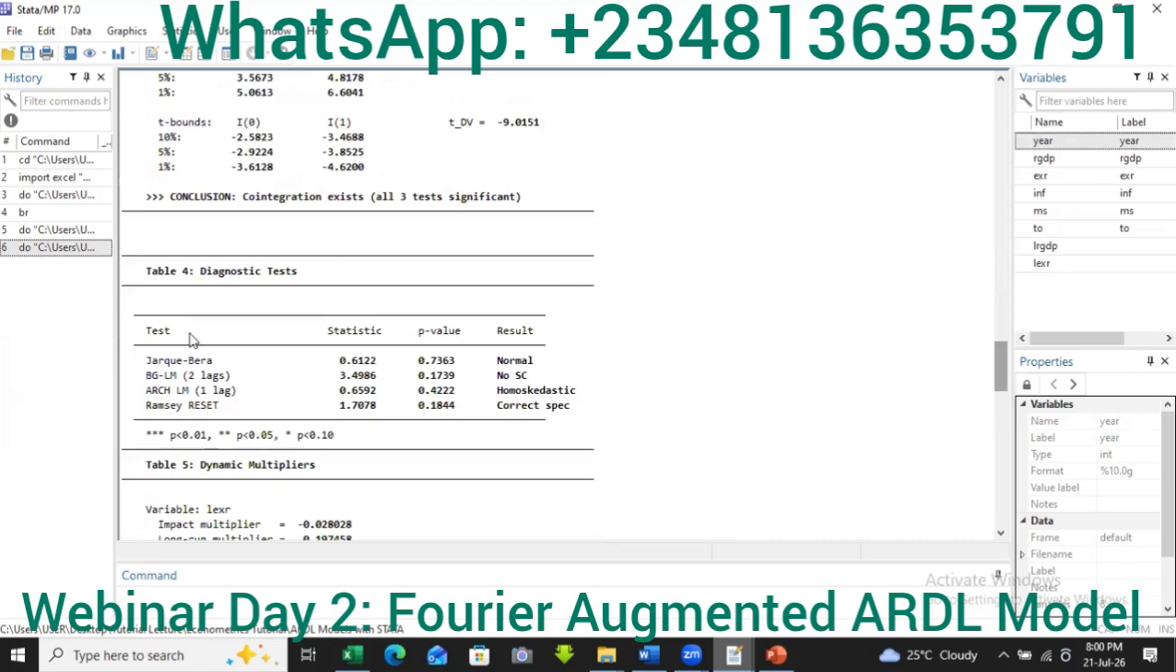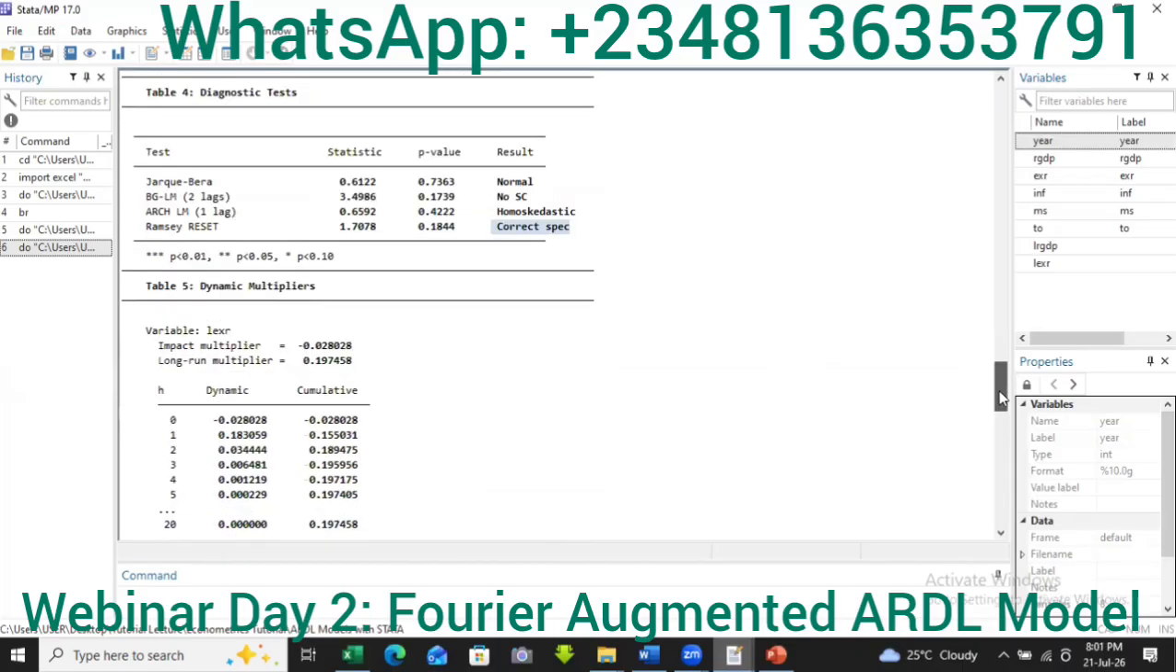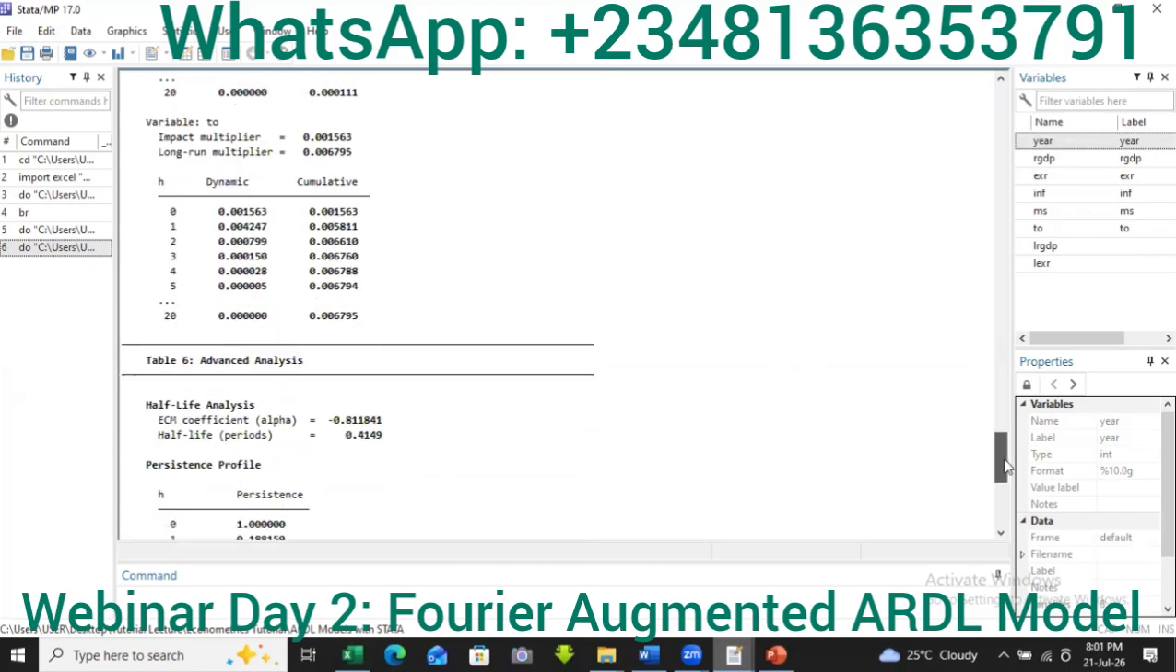Moving to the diagnostic test, you can see we have Jarque-Bera for normal distribution of the error. So the errors are normally distributed, and we also have the BG LM test, no serial correlation, so we are happy, and the model is correctly specified. So based on the diagnostic test, the model is good. So we are able to interpret most of the necessary things.